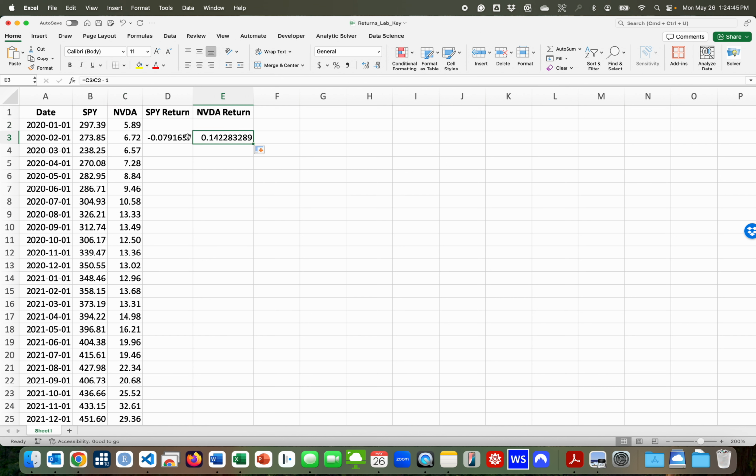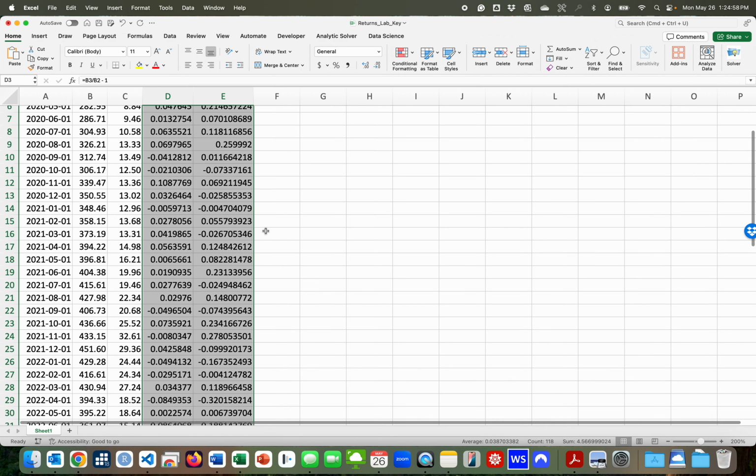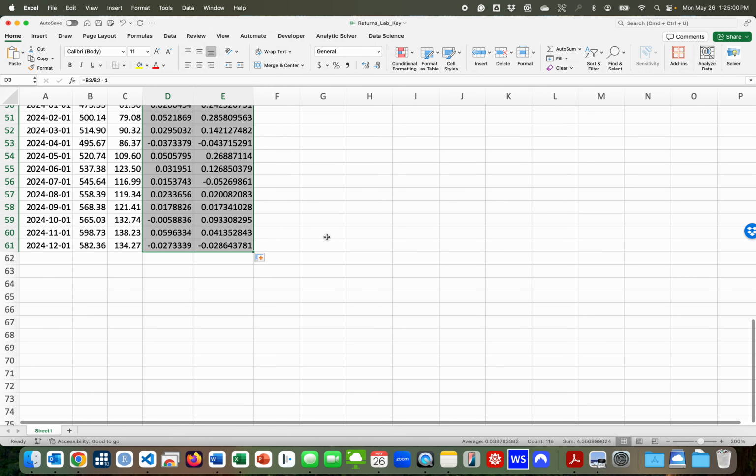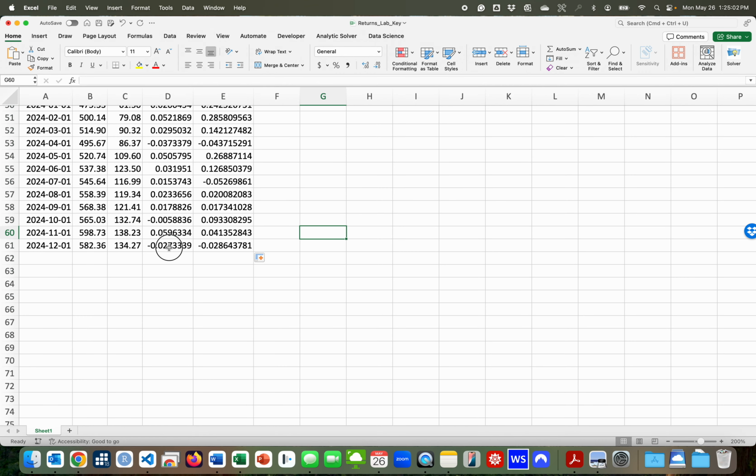But these are both percentages, but in a decimal form. So I'm going to highlight these two cells, come to the bottom right of this where you get that little black cross, double click, and it's going to paste that formula all the way down to the bottom. So every one of these would be the current price divided by the previous price.